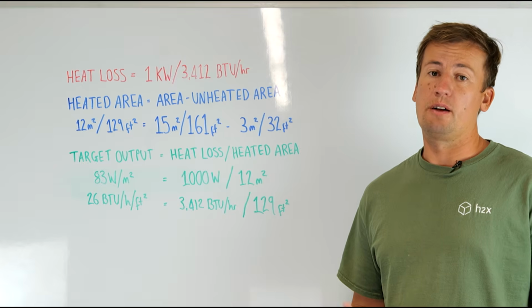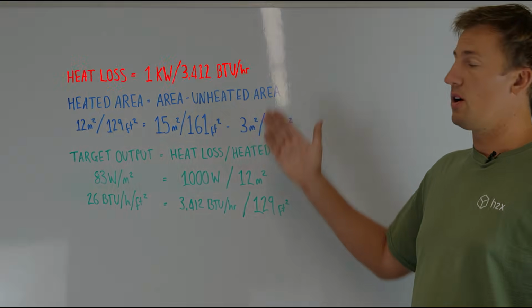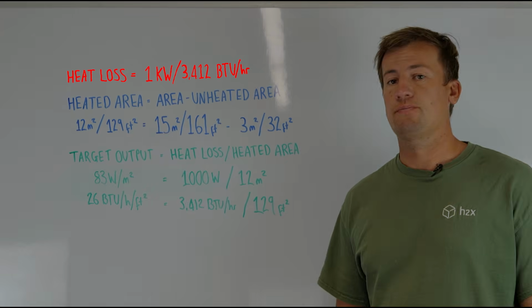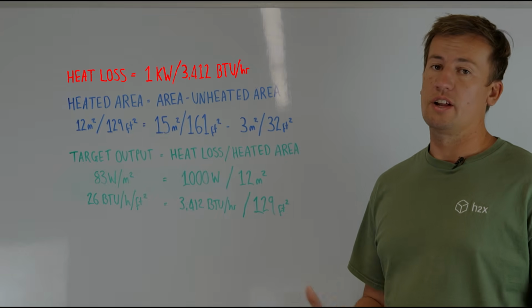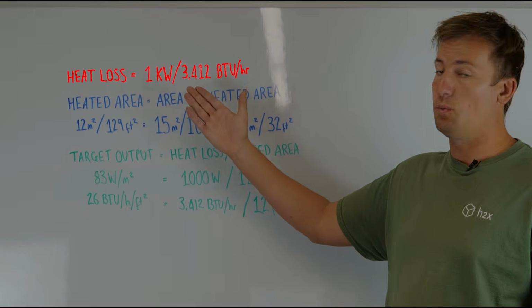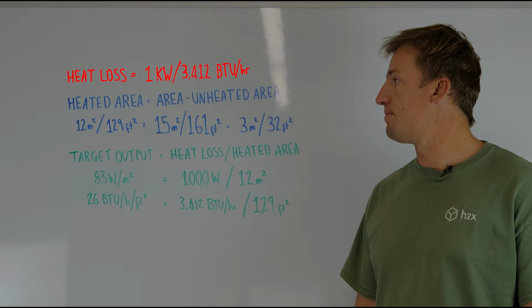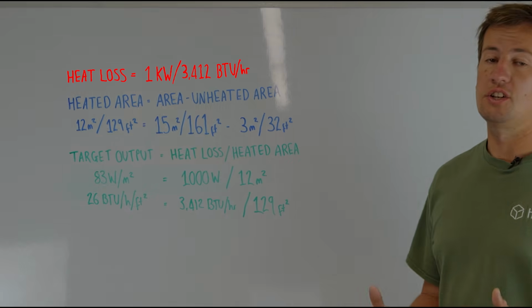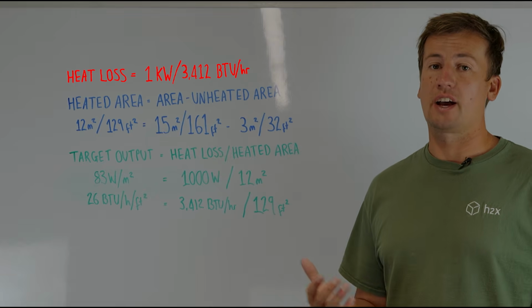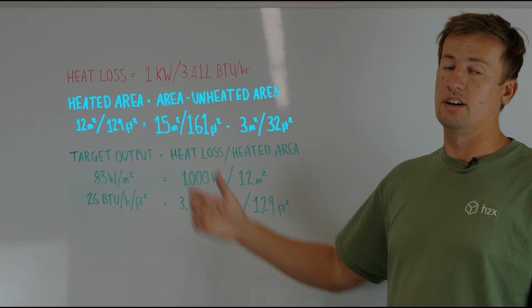So let's walk through a practical design example together. First, you need to know the heat loss of the room. We're not going to cover it in this video because it is a complex topic on its own, so we're just going to start at 1 kilowatt, which equals 3,412 BTUs per hour. Once you've got the heat loss, you know that you need to design a system that's going to account for that heat loss. To do that, you need to know the heated area.